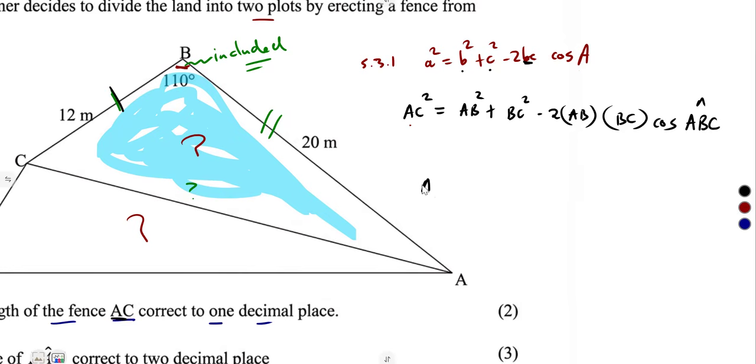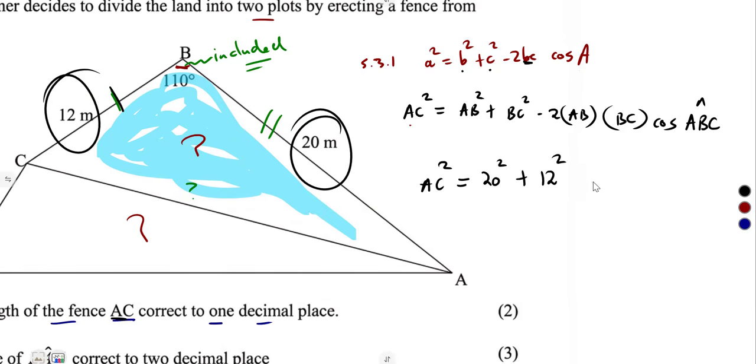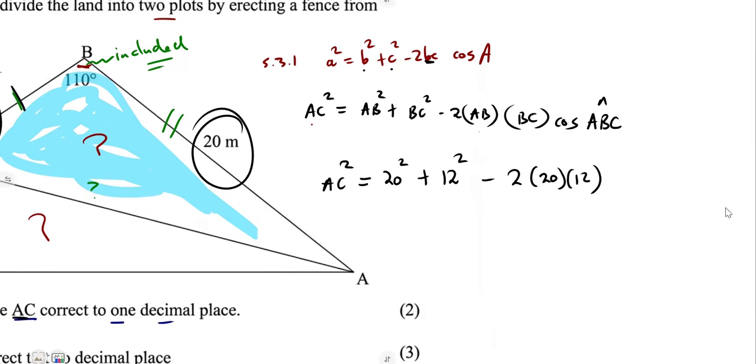So AC squared is equal to AB squared, we square this, 20 squared, plus BC squared, 12 squared, minus 2 times those two sides combined. That's 2 times 20 times 12 times the cos of the included angle, the angle opposite to the side that you're calculating, 110 degrees. So with this, AC squared is going to be determined.